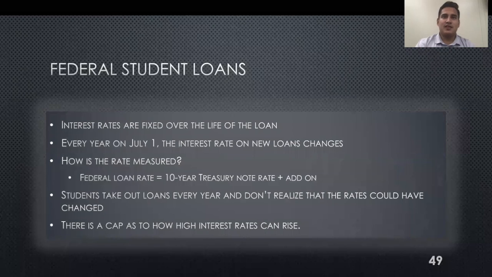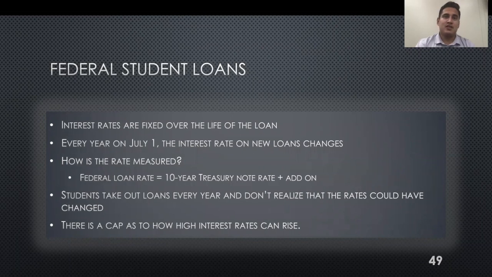Now, when you're taking out these loans, there are details you want to mark down. Interest rates are fixed over the life of the loan. Every year on July 1st, the interest rate on new loans changes. So now you might be wondering how the rate is measured. The federal loan rate is equal to a 10-year treasury note plus add-ons. So students who take out loans every year might not realize that the rates could have changed. So it's important to look into this every summer. However, there is a cap on how high interest rates can rise.